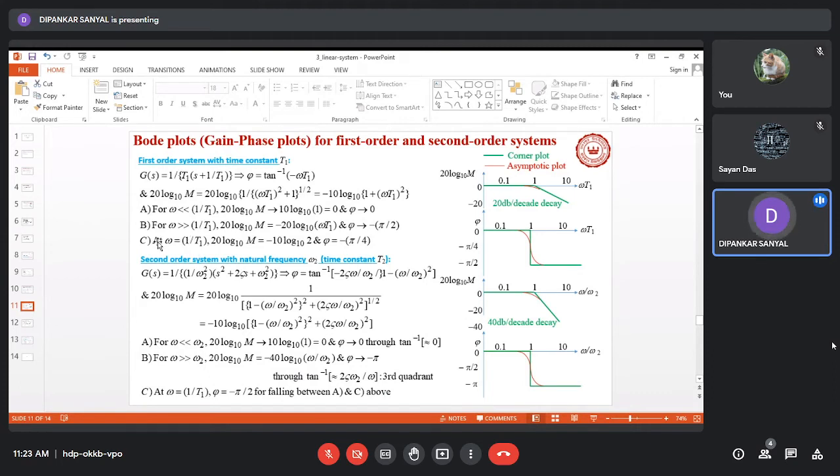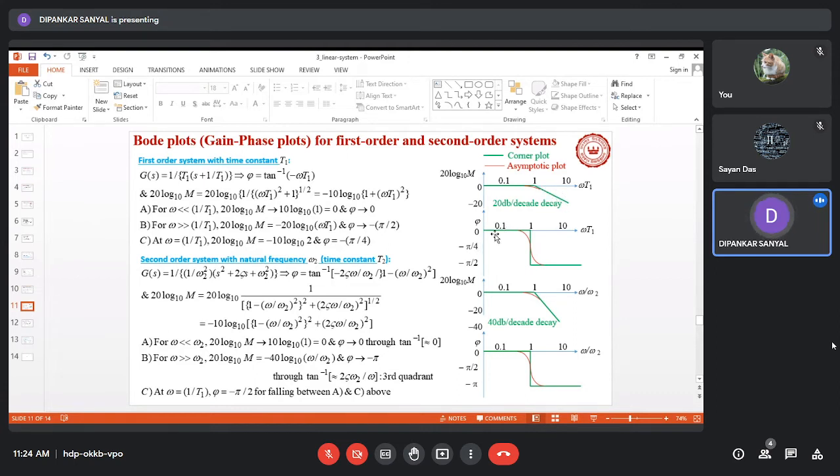And at 1 by T1, if we put it, this would give phi equal to minus pi by 4. And from 10 log 10, we'll get this kind of value. So if we just consider this asymptote and this asymptote, these are the plots. This we call the corner plot, and the actual plot would follow closely this line, but in this region it will have some variation. Again, it will merge with this corner plot after some time.